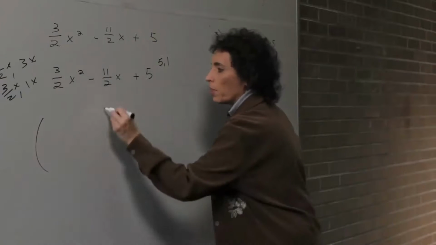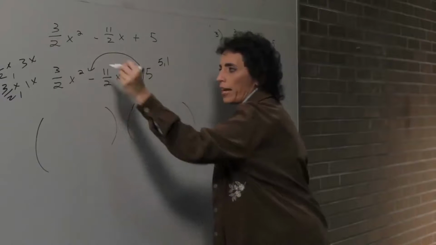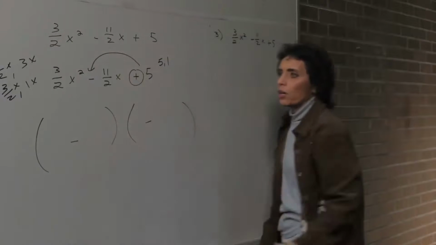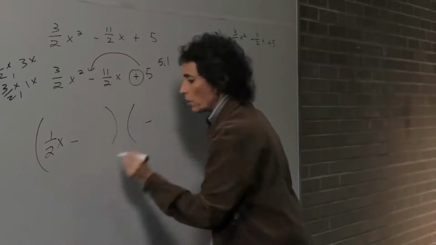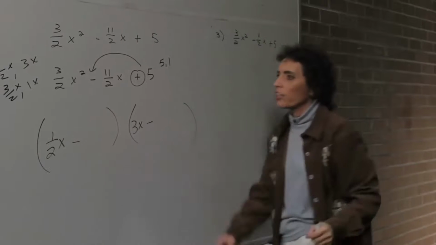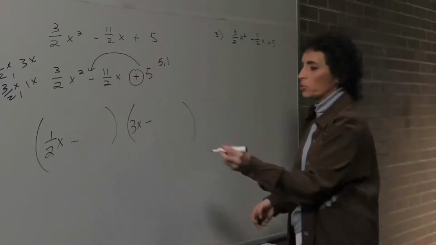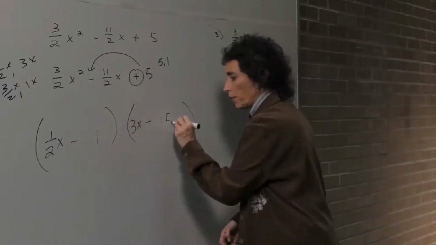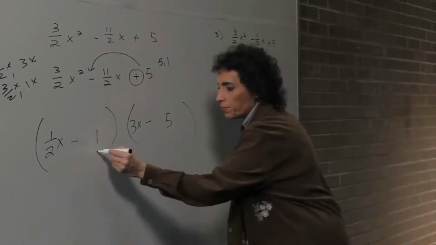Okay, here we go. What do I know about my signs? I know they're the same, and I know they're both negative. So they're both negative. Okay, I'm going to try 1/2 x and 3 x. That'll give me 3 halves x squared. Now I got to try 5 and 1. That's the only possibility. So I'm going to try the 1 here and the 5 here. Could I have tried the 5 here and the 1 here? Yes, I could have.